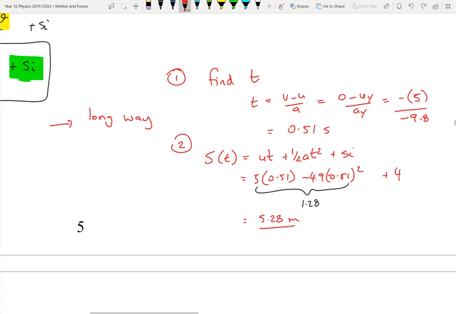Again, another reason why I encourage students to include S initial, consider where this is, because a lot of students would forget the 4. And so they would answer the maximum height is 1.28. No, that's only the height above where it was launched from. You also need to consider that it was launched 4 meters above the ground, so consider it and include it. Okay?